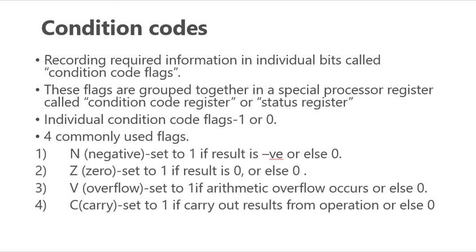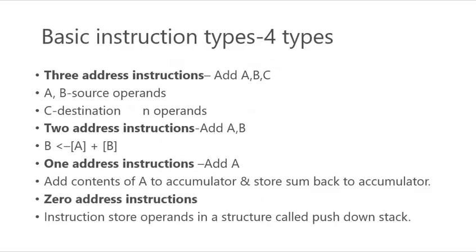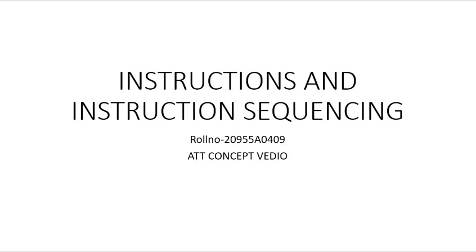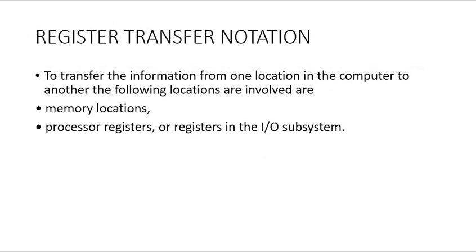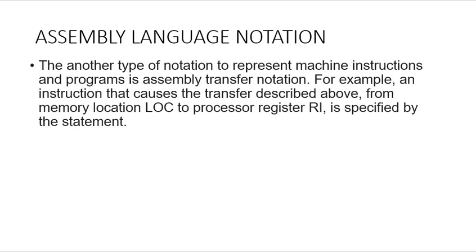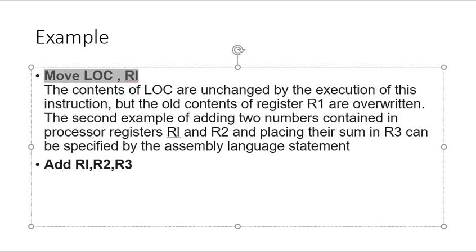By this introduction, we have learned about the different types of instructions and instruction sequencing. There are two types of instruction set notations: register transfer notation, which is not mostly human readable, and assembly language notation, which is human readable and in which we can write programs.